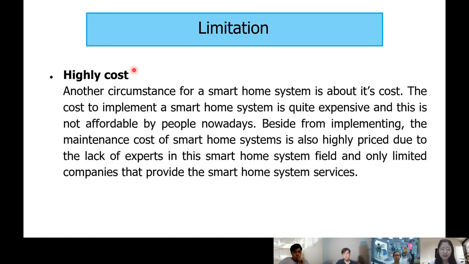The next one is that the smart home system is actually highly costly. The cost to implement the smart home system is quite expensive, and this is actually not affordable for most people nowadays. Besides implementation, the maintenance cost of smart home systems is also highly priced due to the lack of experts in the field. And also there are only some limited companies that provide smart home system services.